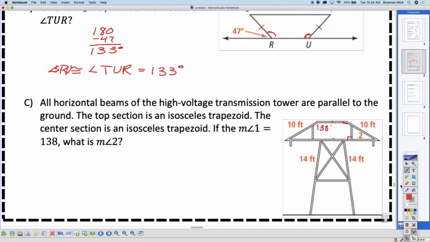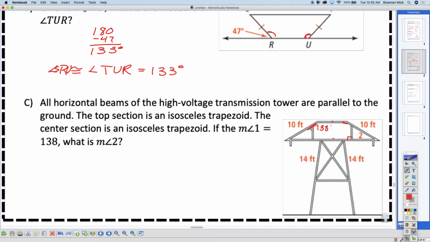Well, if I know this, isn't this a straight angle right here? Yeah. And if I know this is 138 here, can't I find that one? Or, oh, wait a second. Oh, I can't make it that easy, because the 138 is the whole angle, not just with the line.